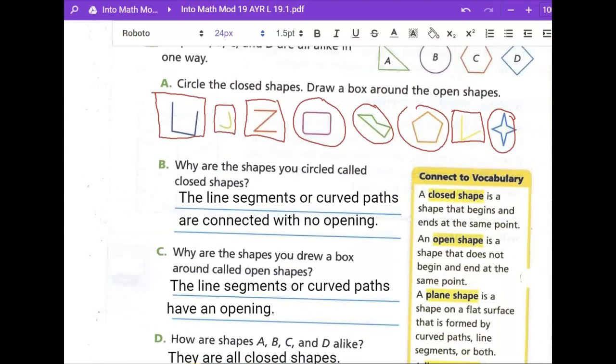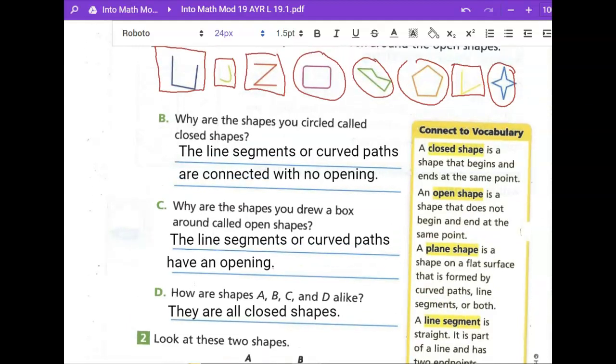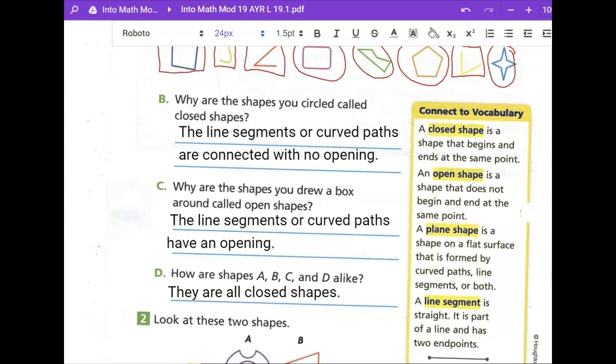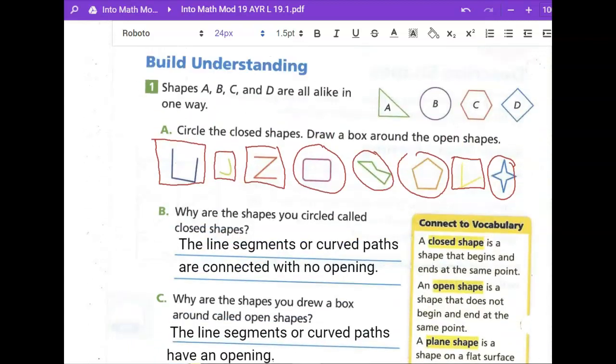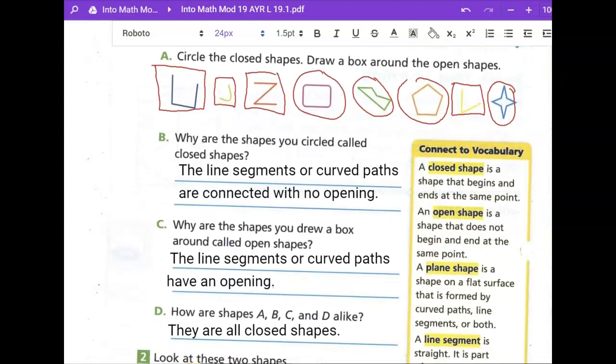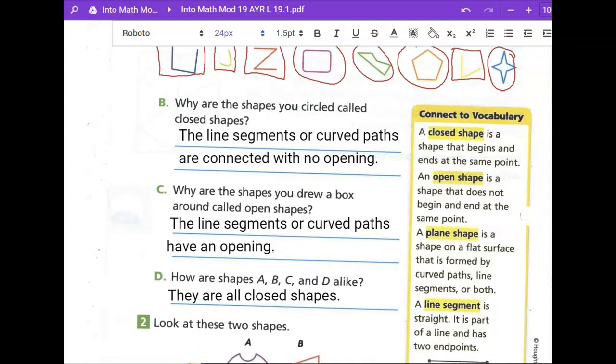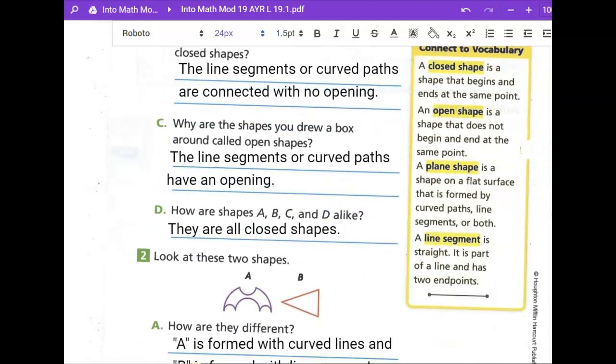They're line segments or curved paths that connect with no opening. They start and end at the same point. Why are the shapes you drew a box around called open shapes? They're line segments or curved paths that have an opening. How are shapes A, B, C, and D alike? They are all closed shapes. Read through your vocabulary in that box.